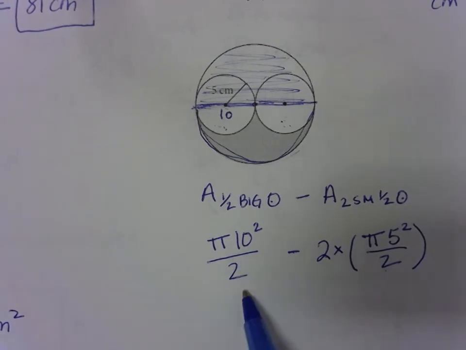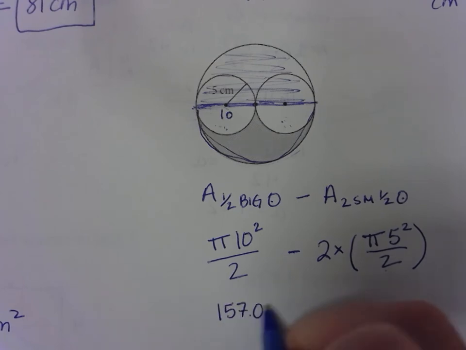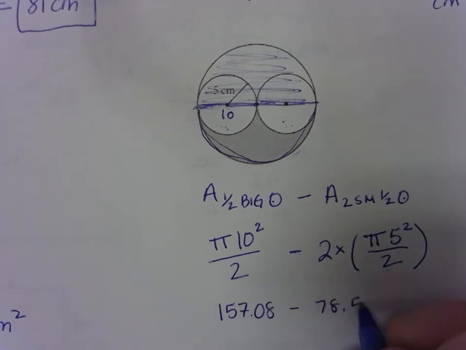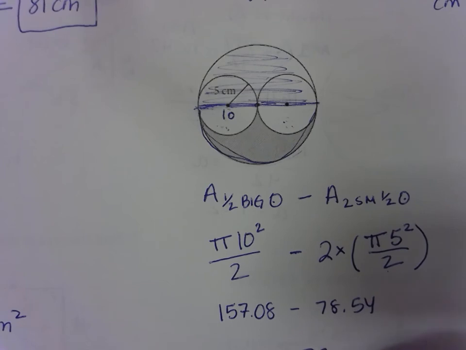So pi times 10 squared divided by 2, 157.08 minus 78.54, 78.54 centimeters squared.